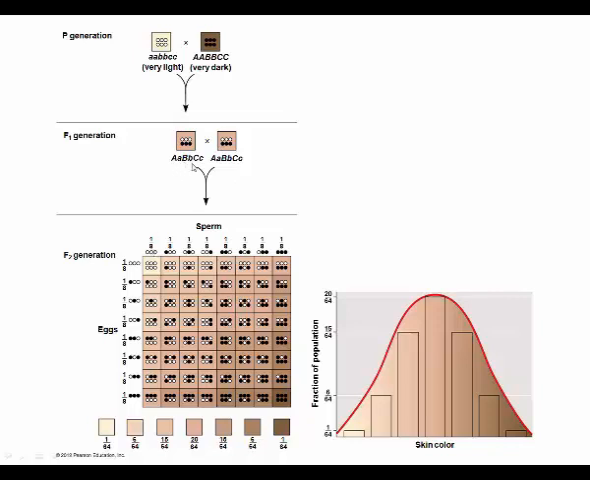Big A, big B, big C, big A, big B, little c, big A, little b, big C, and so on. If you write them all out, there are 8 combinations. And so 64 total combinations of offspring genotypes. Within these combinations of alleles, the more dominant alleles, the darker the skin color. One trait, skin color, affected by multiple genes, leads to this varying range of skin color.